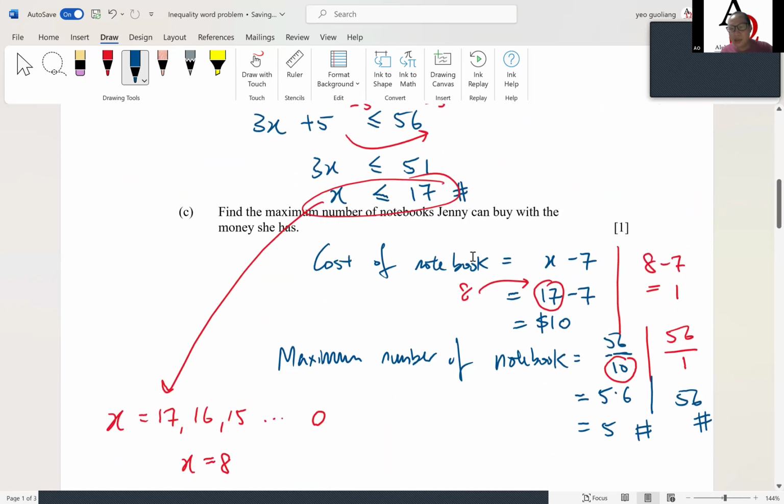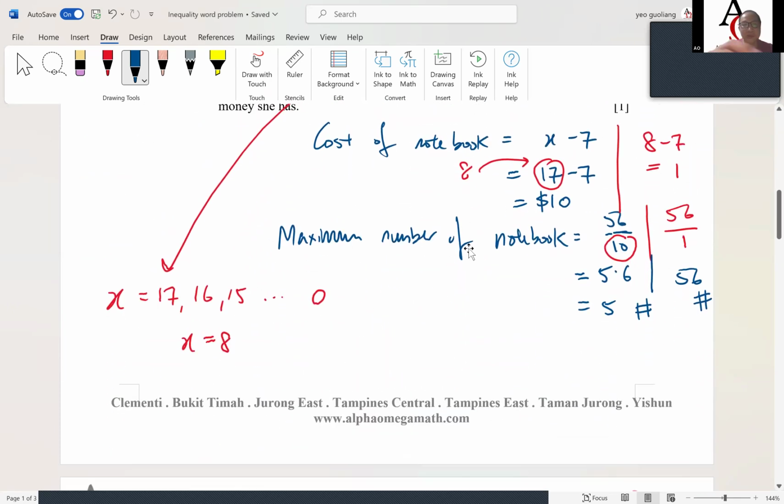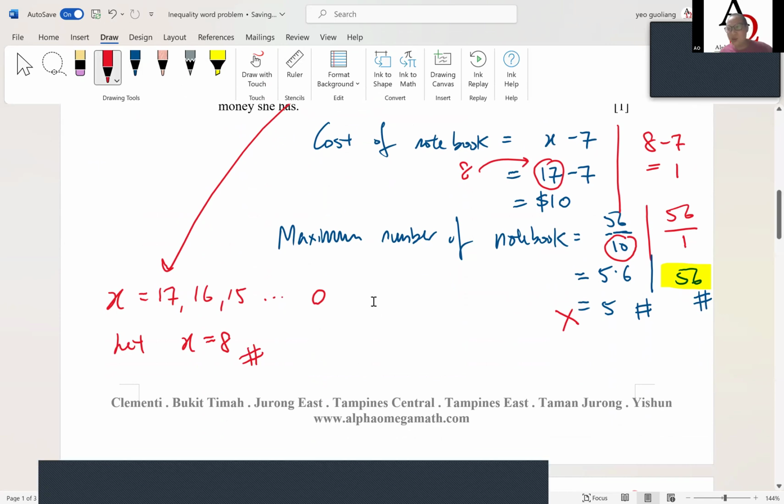Okay, so in this case, the maximum number of notebooks will be 56. So this would be the preferred answer. This other one is not, because it will not give you a maximum, right? Okay, that's all, and I hope you learned something for the inequalities word problem.